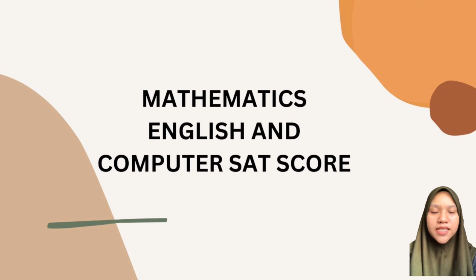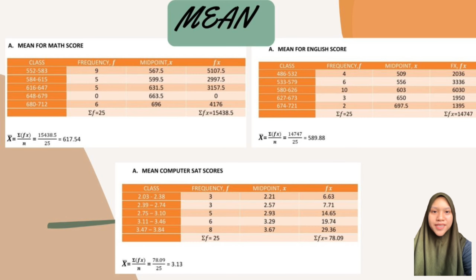I will present the mean, standard deviation, median and mode for mathematics, English, and computer SAT. First, mean. For mathematics, the mean is 15,438.5 divided by 25 equals 617.54. So the mean for mathematics is 617.54. For English, 14,746 divided by 25 equals 589.88. Next, for computer SAT, 78.09 divided by 25 equals 3.30.